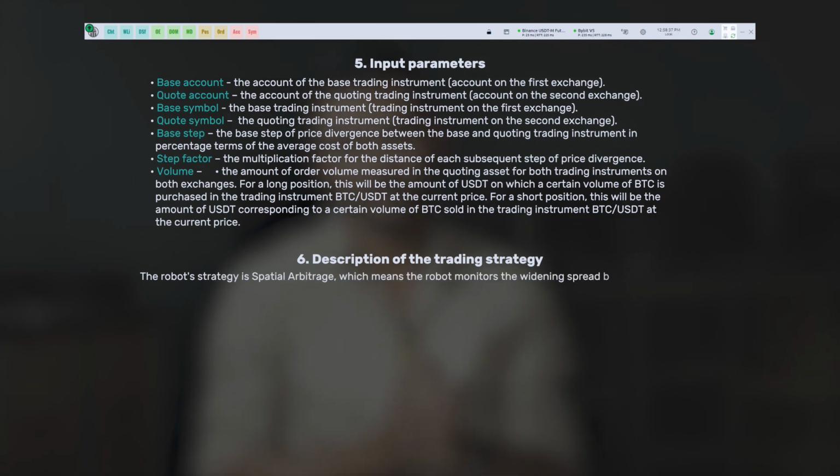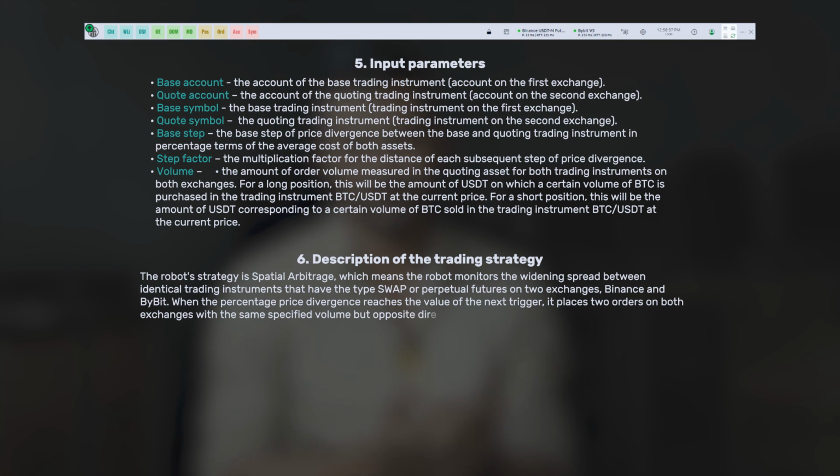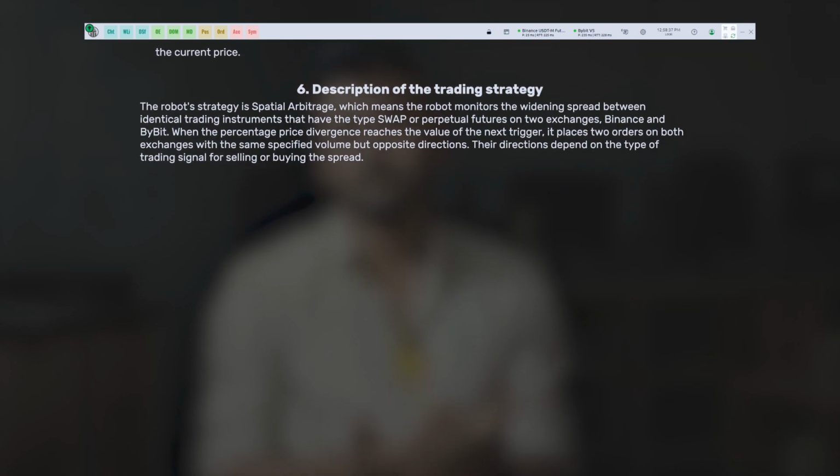The robot's strategy is spatial arbitrage, meaning the robot tracks the increase in the spread between identical trading instruments, which have the type of swap or perpetual futures, on 2 exchanges, Binance and Bybit, and when the percentage price divergence reaches the value of the next trigger, it places 2 orders on both exchanges with the same predetermined volume but opposite in direction. Their directions depend on the type of trading signal for selling or buying the spread.